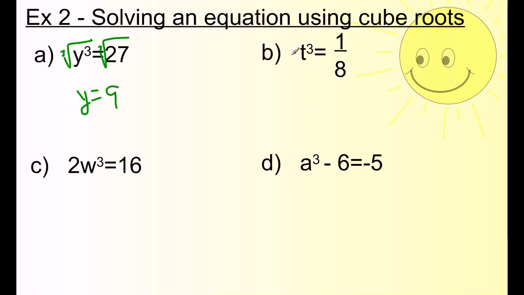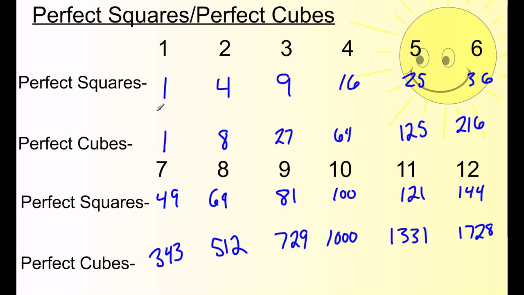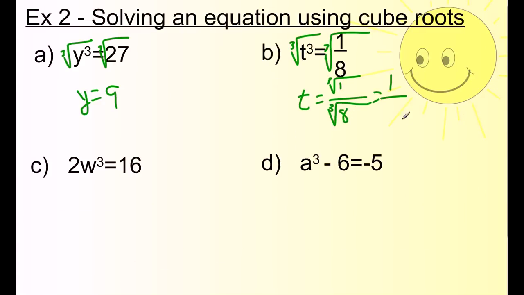Letter B, we're going to take the cube root of t cubed and the cube root of 1/8. So the cube root and the cube cancel, giving us t equals. And on the other side, we're going to separate it just like we did with the square root. The cube root of 8. And the cube root of 1 is still 1, because 1 times 1 times 1 is 1. The cube root of 8 is 2. So t equals 1/2.